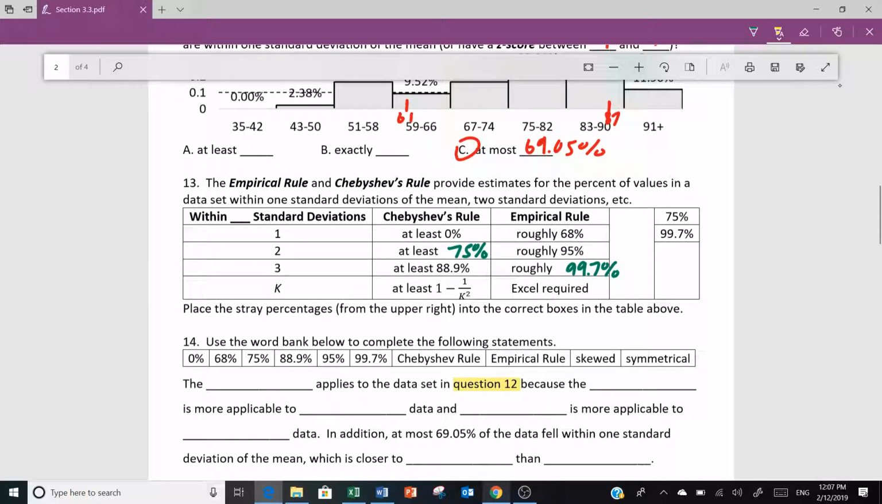Chebyshev's rule? Oh, because the first one. Well, it has to come from one of the words. Yeah. You can repeat the words.